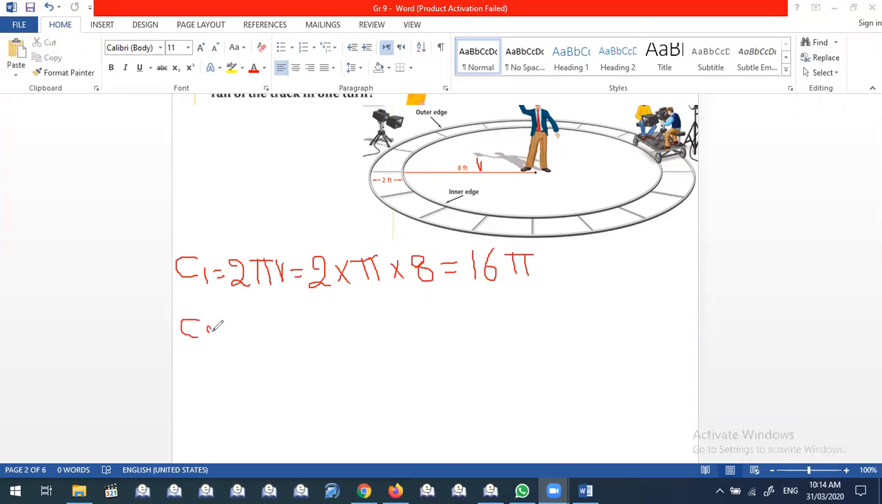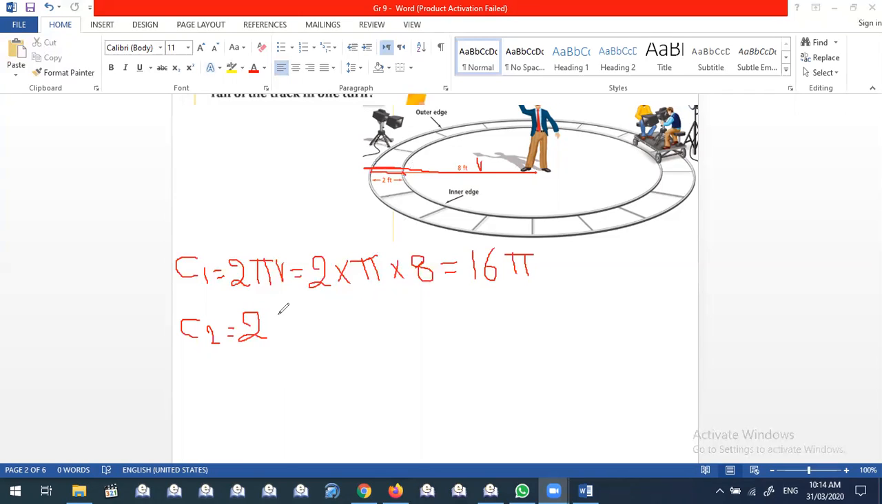C number 2, the circumference of the outer circle. We have the distance from the center to here is 8, and from this point to this point is 2. So the radius of the outer circle is 10. Again, the radius of the outer circle is 10 because the distance from here to here is 8, and from this point to this point 2. So it will be 10.